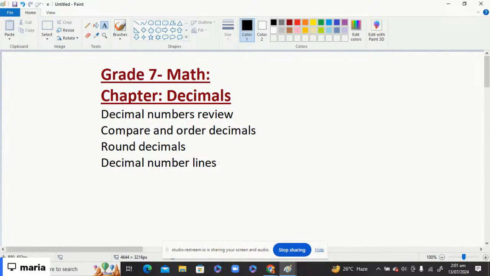Today we are here for grade 7 maths. The chapter we discuss today is decimals, and the lessons are decimal numbers review, compare and order the decimals, round decimals, decimal number lines.